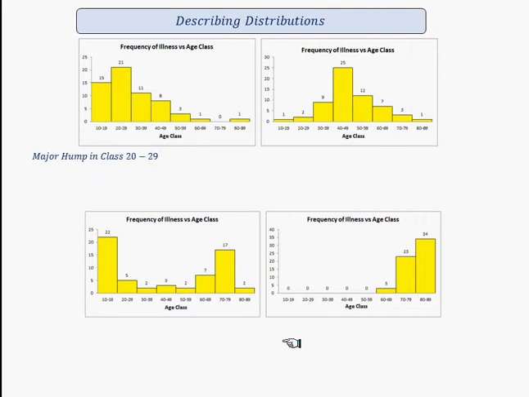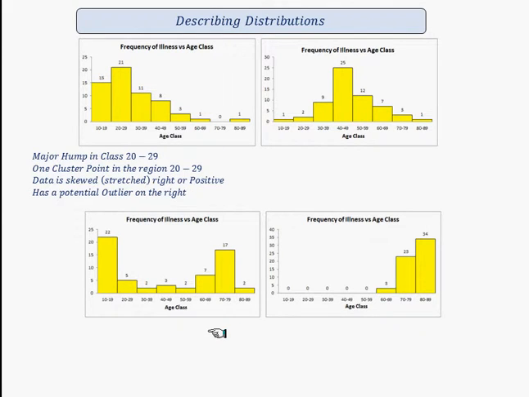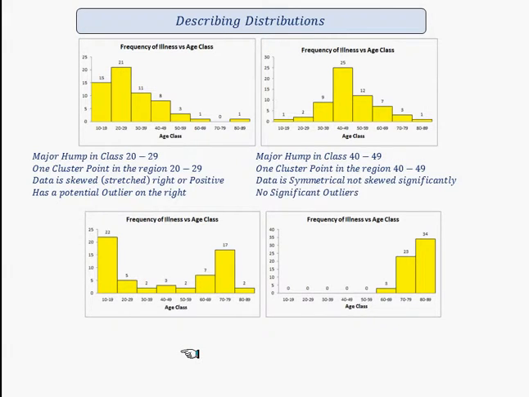And here we have four types of distributions. In this case we have one cluster point, heavily skewed right, and a potential outlier on the right. We'll discuss outliers later. Here we have one major hump. This is somewhat normal, symmetrical, not significantly skewed, and no outliers.